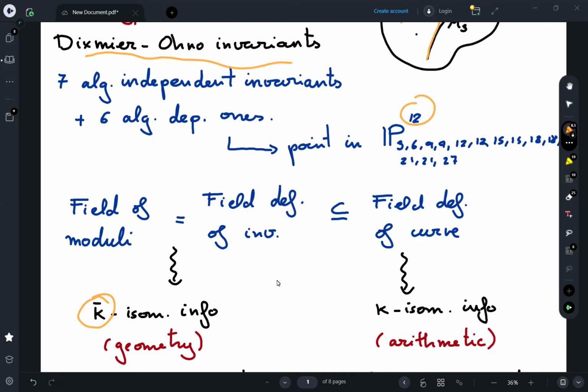In general, the field of moduli is only contained in the field of definition of the curve. And the field of definition of the curve, well, besides that you can have twists of the same curve, I'll come later to the concept of twist, more or less gives you the K isomorphism class. It's kind of arithmetic information. This is again something that, in my research, I always play with, at the border between the geometry and the arithmetic of the curve. And today we'll also play in the middle of these two topics.